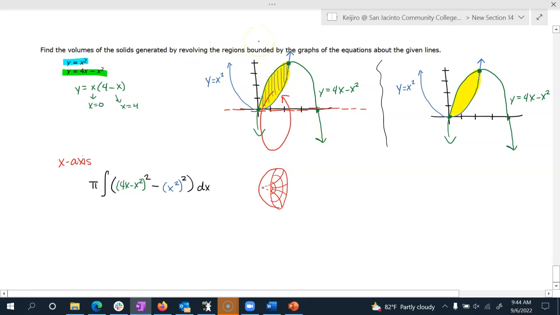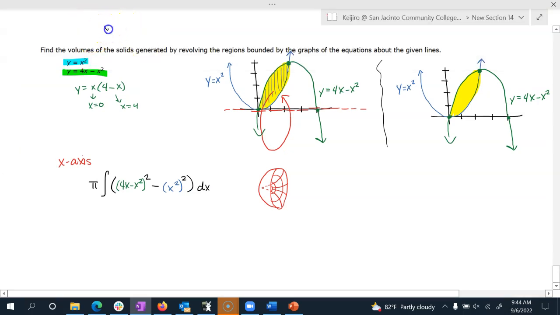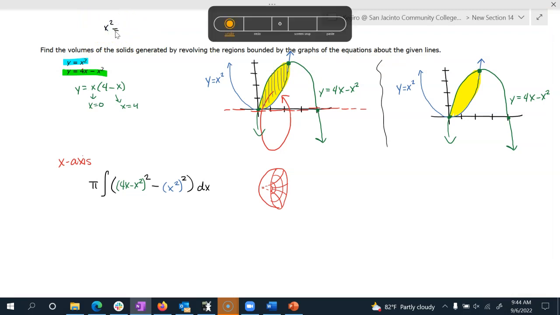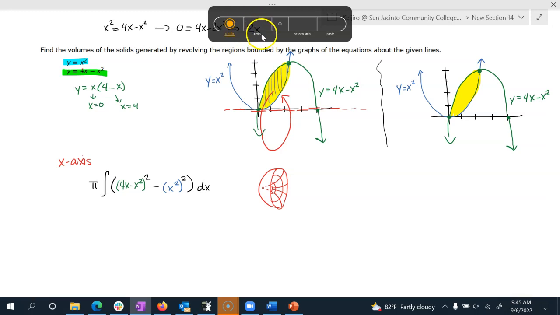Now as for the bounds of integration, you can probably tell that the x values where they intersect are 0, and maybe you can tell that that's 2. But again, if you couldn't tell visually, you could just set the two equations equal to each other. We got x squared equal to 4x minus x squared. Add x squared to both sides. Actually, no. Subtract x squared from both sides. So you get 0 equals 4x minus 2x squared. Then factor out a 2x.